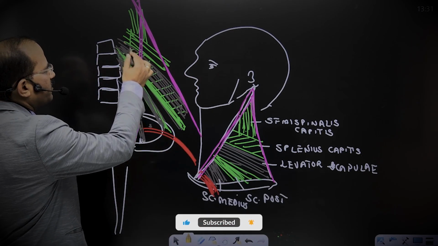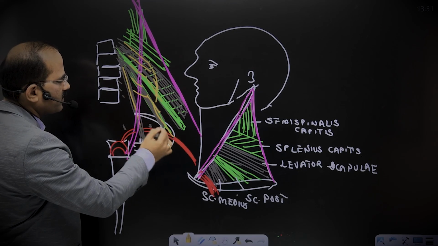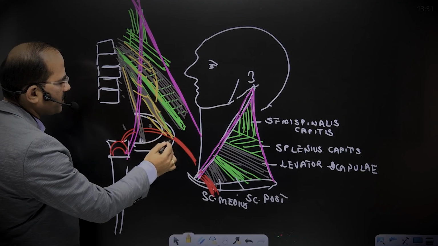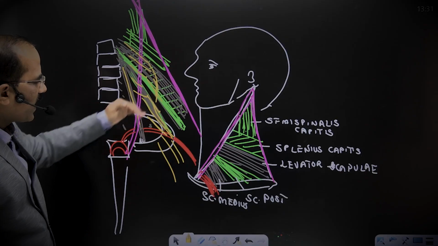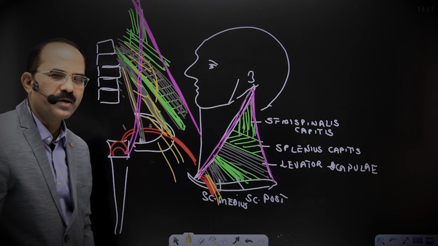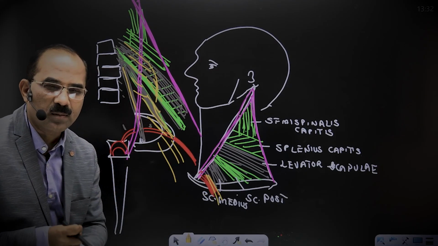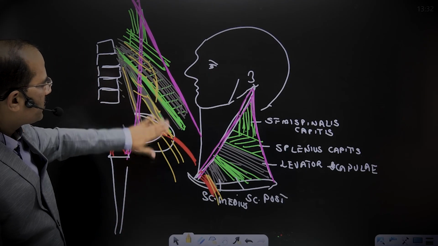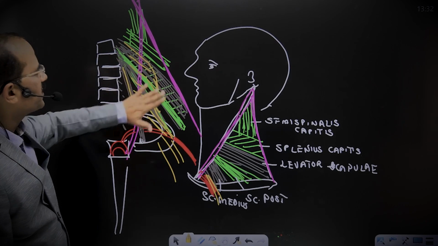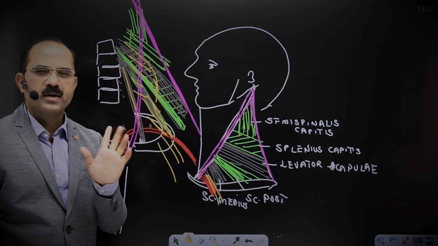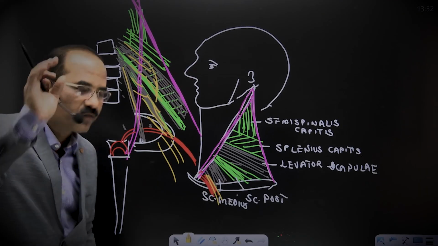This is C5, this is C6, this is C7, C8, and T1. And look who's come here. That's the brachial plexus. Like this. So, the brachial plexus comes to lie between the scalenus anterior and the scalenus medius. So when we are discussing the contents of the posterior triangle, number one is the subclavian artery. Number two is the brachial plexus. It comes between the scalenus anterior and the medius. I've just drawn it here for your understanding. So one is subclavian artery, second is brachial plexus. That's the content.